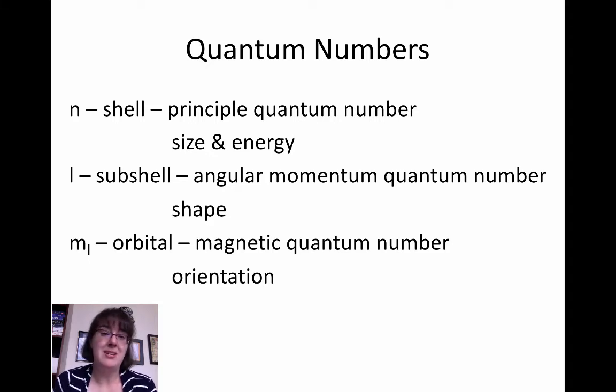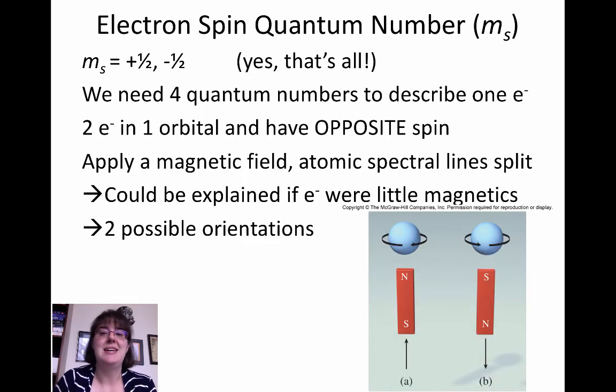But in order to describe an individual electron, we need one more quantum number. So the last quantum number that we need is M sub S, known as the electron spin quantum number. The best thing about M sub S is there's only 2 values. It's either positive 1/2 or negative 1/2. And it's not based on any of the previous ones.